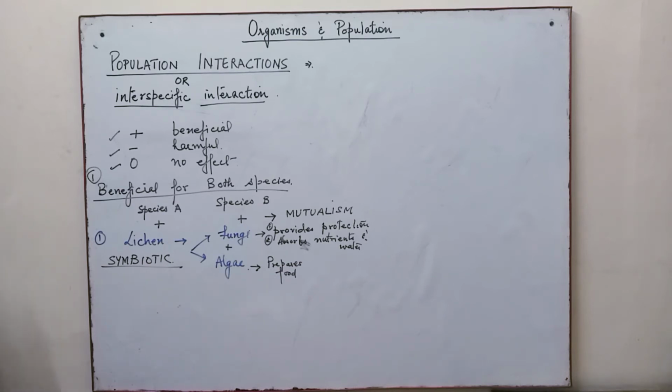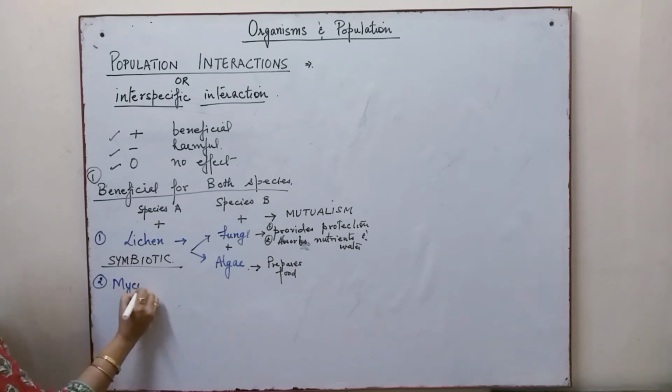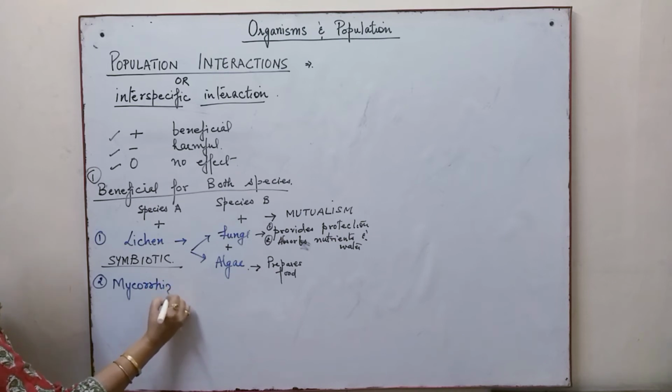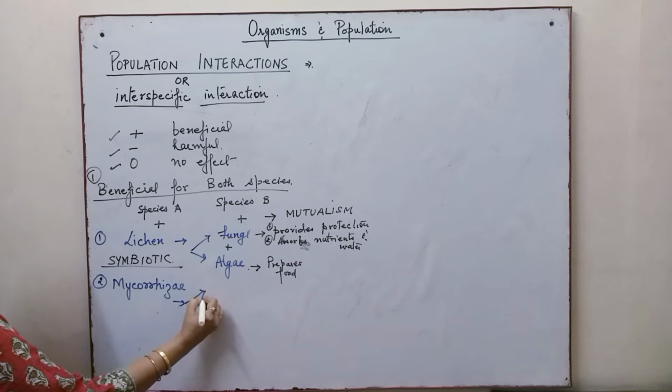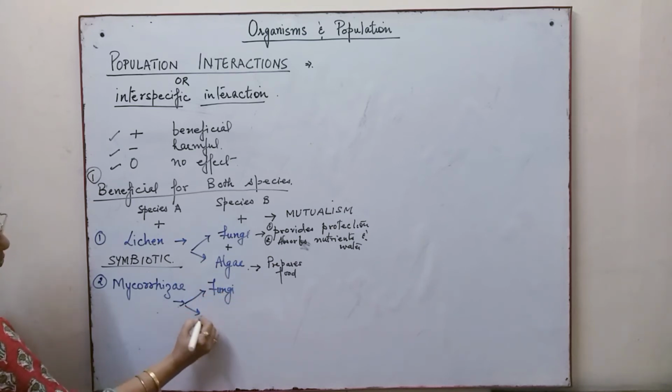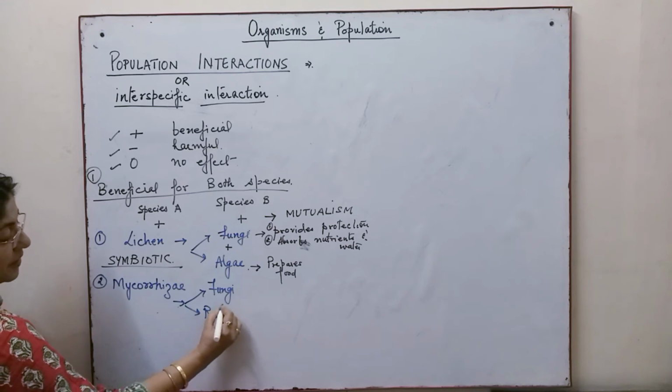Now, another example which we'll be talking about is mycorrhiza. Mycorrhiza is an association between the fungi and also the roots of higher plants.